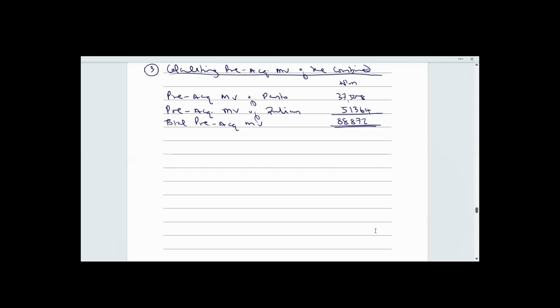So number 4, the post-acquisition market value of the combined. The same way I calculated the market value of Panto and Julian is what I'm going to do here as well. But this one should be faster. So 1, 2, 3, 4, 5, 6, 7, 8, 9, 10 maximum.